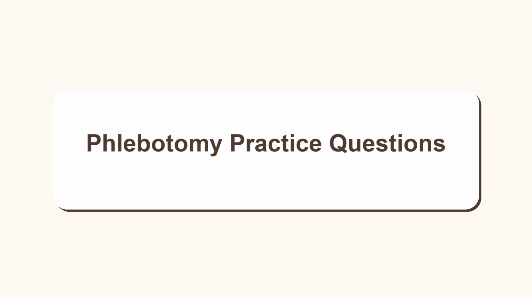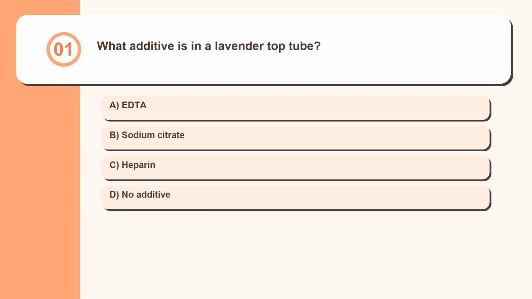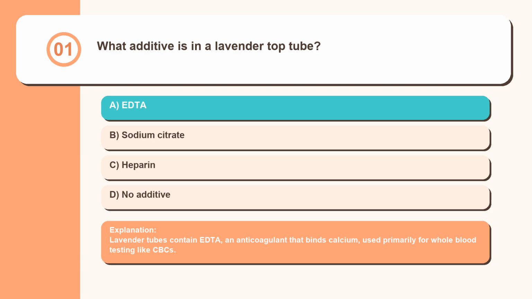Phlebotomy practice questions. Question 1. What additive is in a lavender top tube? EDTA. Sodium citrate. Heparin. No additive. Lavender tubes contain EDTA, an anticoagulant that binds calcium, used primarily for whole blood testing like CBCs.